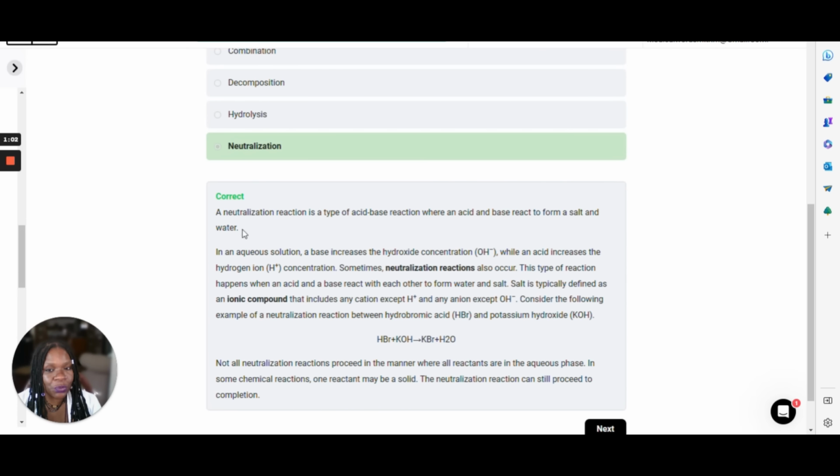A neutralization reaction is a type of acid-base reaction where an acid and base react together to form a salt and water. So with this, in an aqueous solution, a base increases the hydroxide concentration, while an acid increases the hydrogen ion concentration, right? And because of that, sometimes neutralization can occur. This type of reaction happens when an acid and a base react with each other to form water and salt. And salt is typically defined as an ionic compound that includes any cation except hydrogen and any anion except for hydroxide.